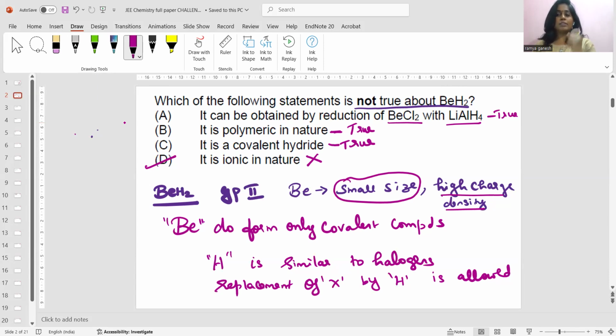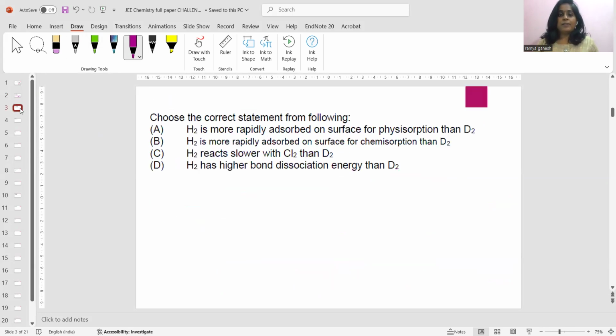Those who guessed option D, very good. No problem if you have not got the right answer also. But the only thing is that you have to circle the most probable answer that's possible in inorganic. Let's go for the next question.